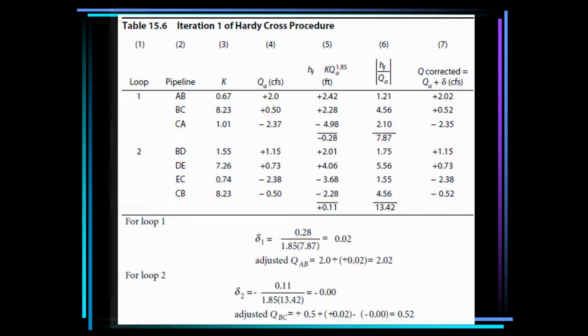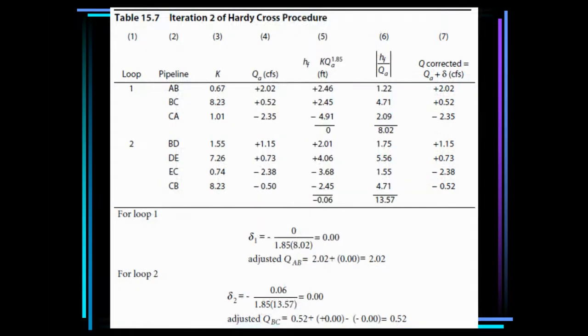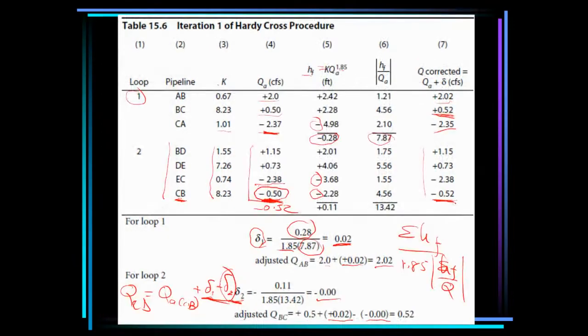Now you have to continue, but of course you can see that these values are already small, but they can be smaller. So you repeat again. Now, these are the new flow rates in the pipes, and these are the new values for loop 1. For loop 2, these are the new flow rates, which we now take to the second iteration. This is iteration 1, the first iteration.